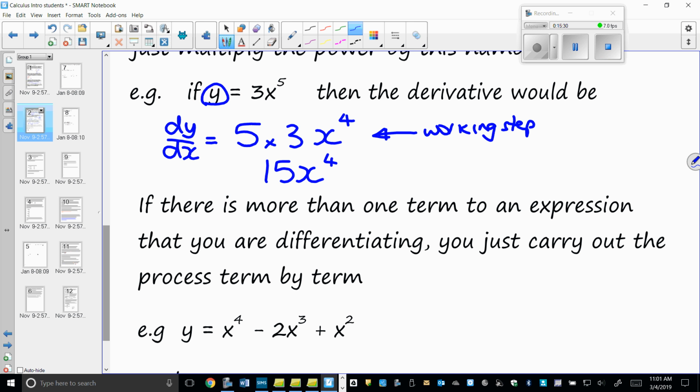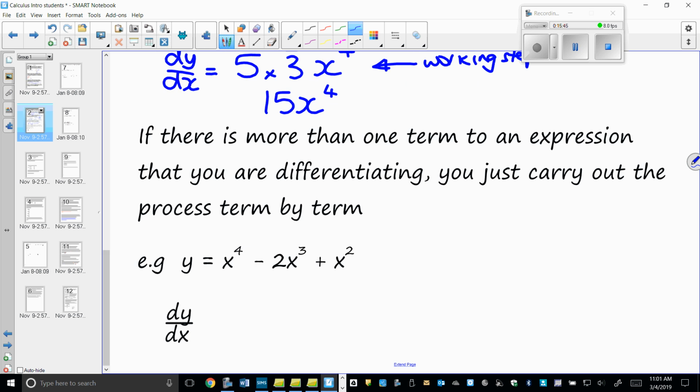If there's more than one term to an expression, so sometimes we have lots of things together, if we have multiple terms, we just differentiate them one by one. So y equals, and we know that we're differentiating because we've written dy dx equals. So our power comes in front and we take one off the power. So Emily, what would this one be? It would be 4x to the power 3, good.